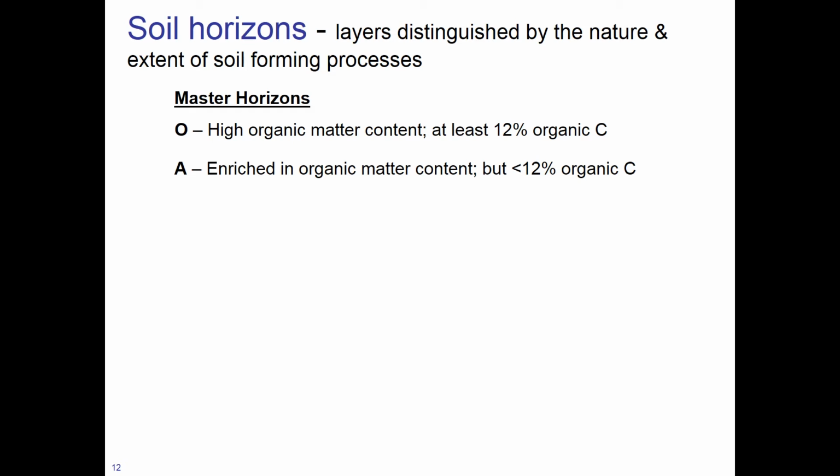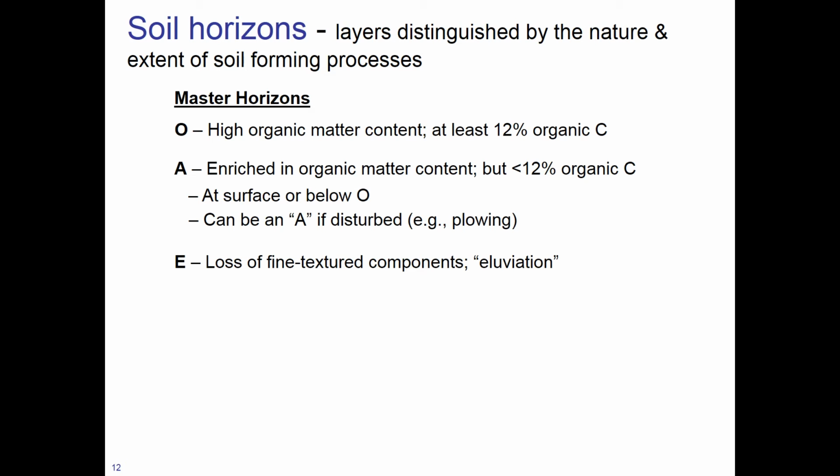A horizons are also generally enriched in organic matter content, but less than 12% organic carbon. That is, they don't meet the organic carbon requirement of an O. And they're generally at the surface or below an O horizon, but they can also be used to designate disturbance, such as by plowing or timber harvesting.